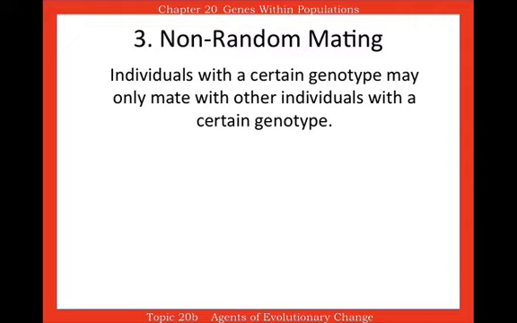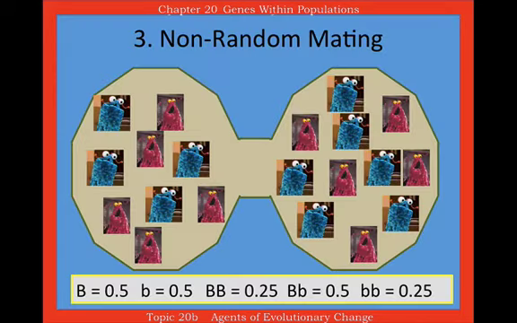The third phenomenon, non-random mating, is when individuals with a certain genotype may only mate with other individuals with a certain genotype. So if we go back to our islands, the allele and genotype frequencies shown when the 2 populations intermingled assumes random mating within that single population.